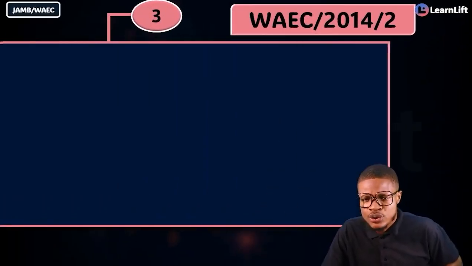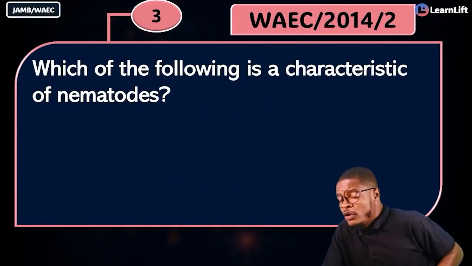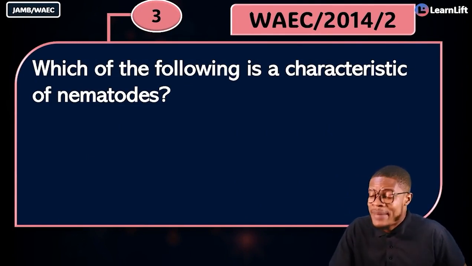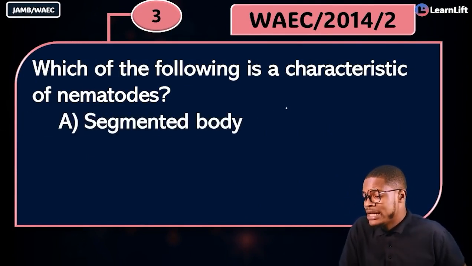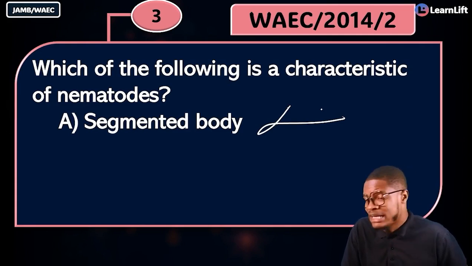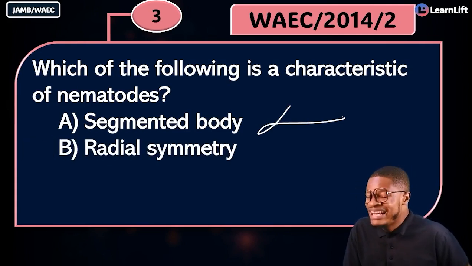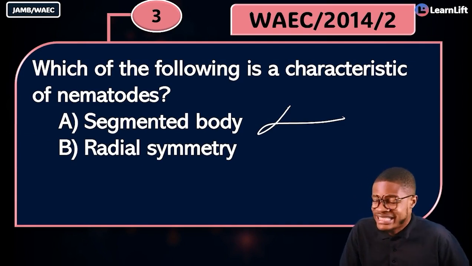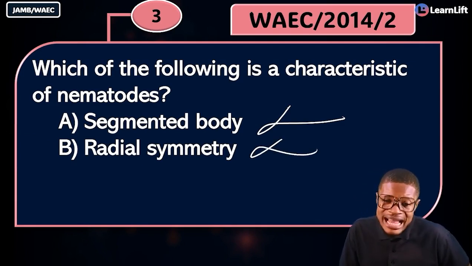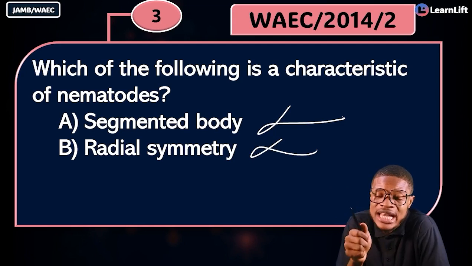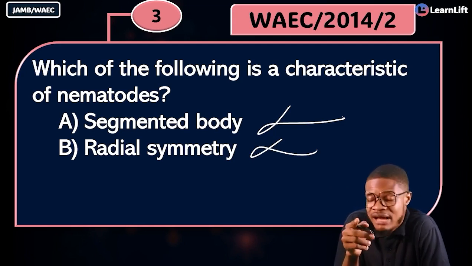Waec 2014 question 2. The question says, which of the following is a characteristic of nematodes? Option A, segmented worms. Wrong. Annelids are the segmented worms. Option B says radial symmetry. Wrong. Which ones have radial symmetry? Your coelenterates, which are the cnidarians, have radial symmetry.